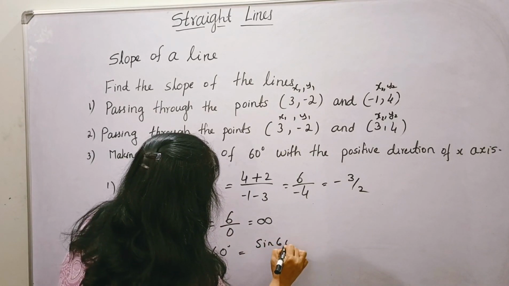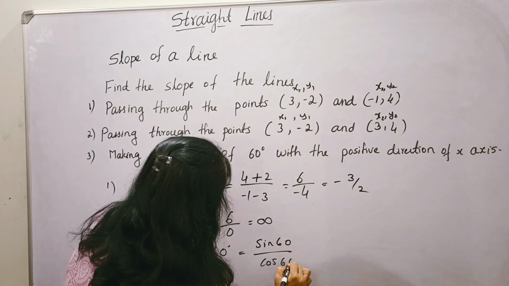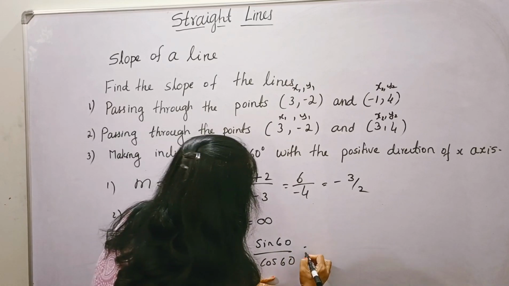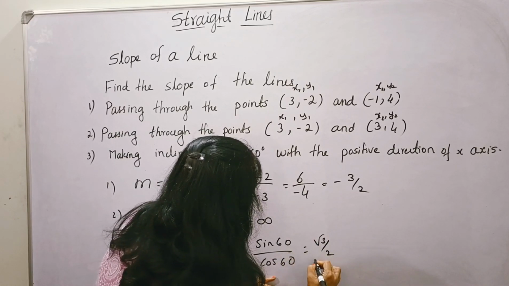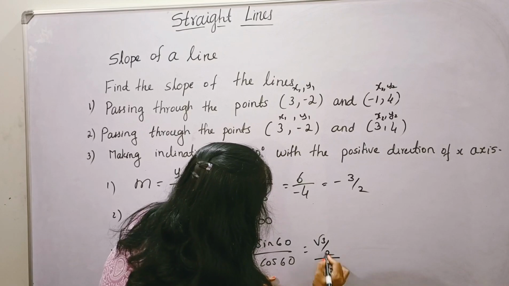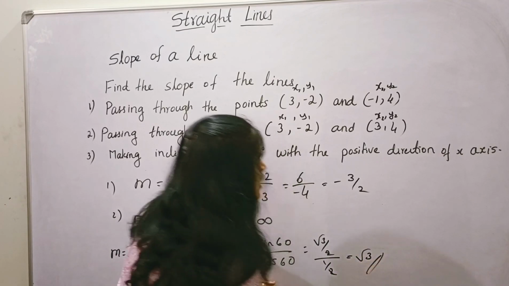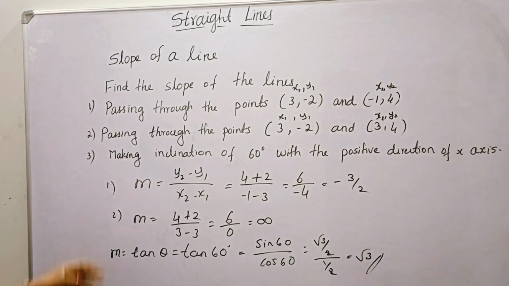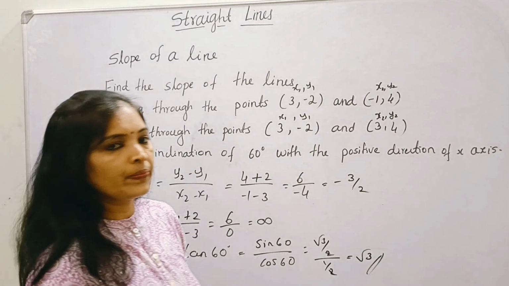Sin 60 divided by cos 60. What is sin 60? Root 3 by 2. Cos 60 is 1 by 2. The 2s cancel. So root 3 is the slope of this straight line making an inclination of 60 degrees.